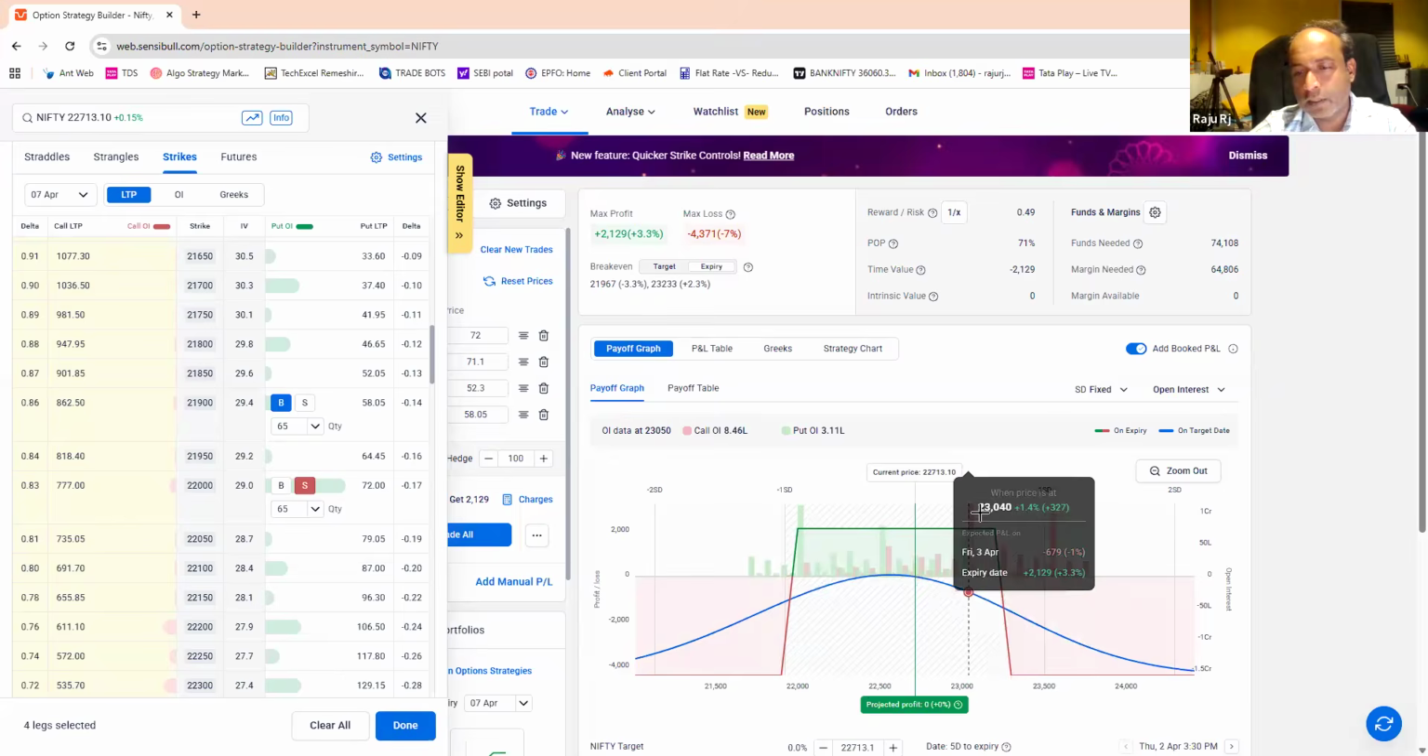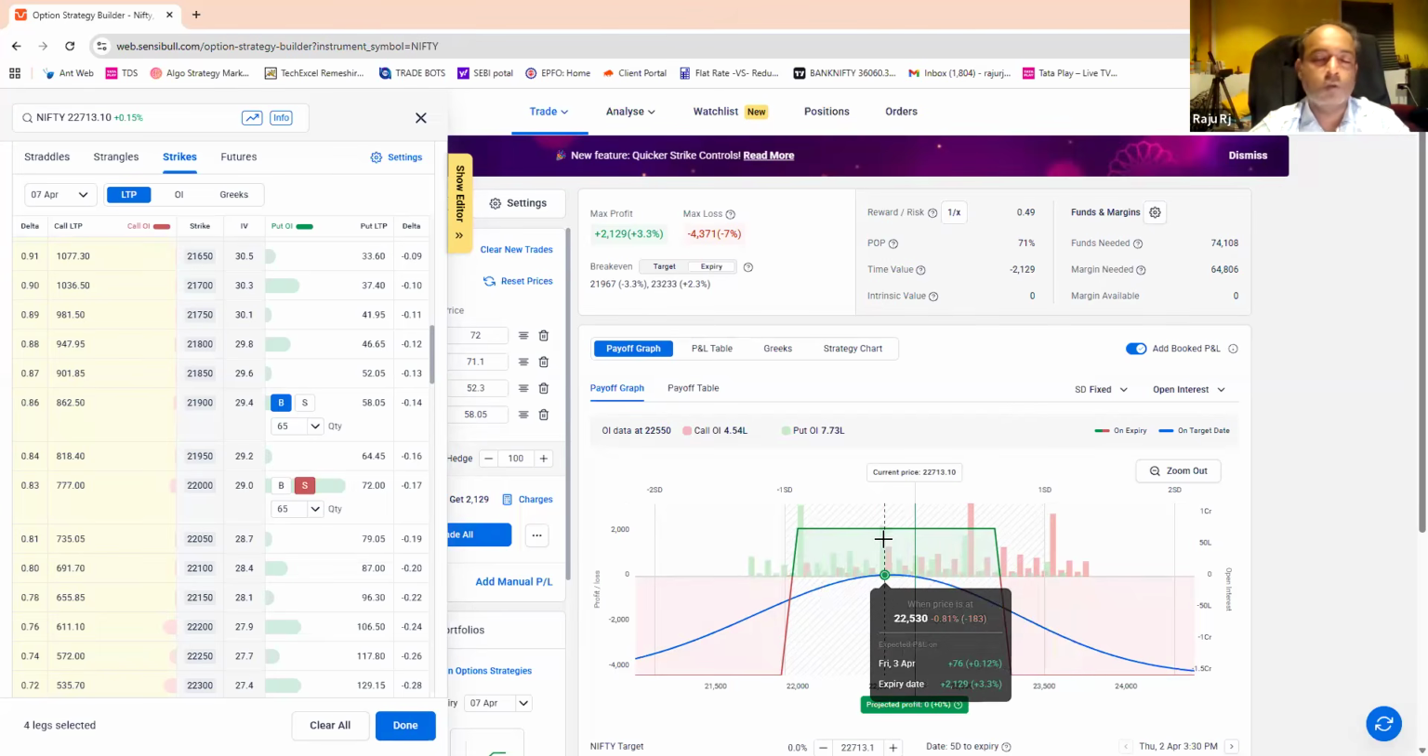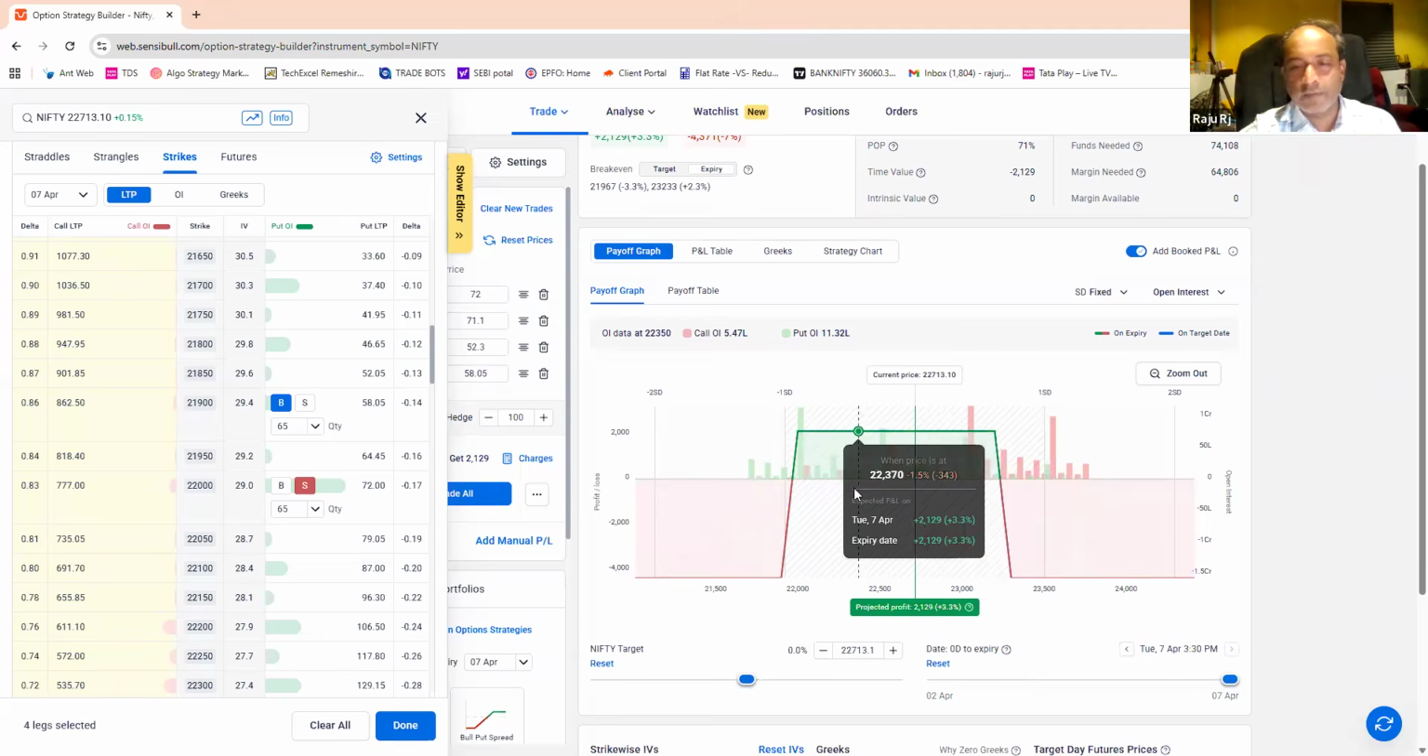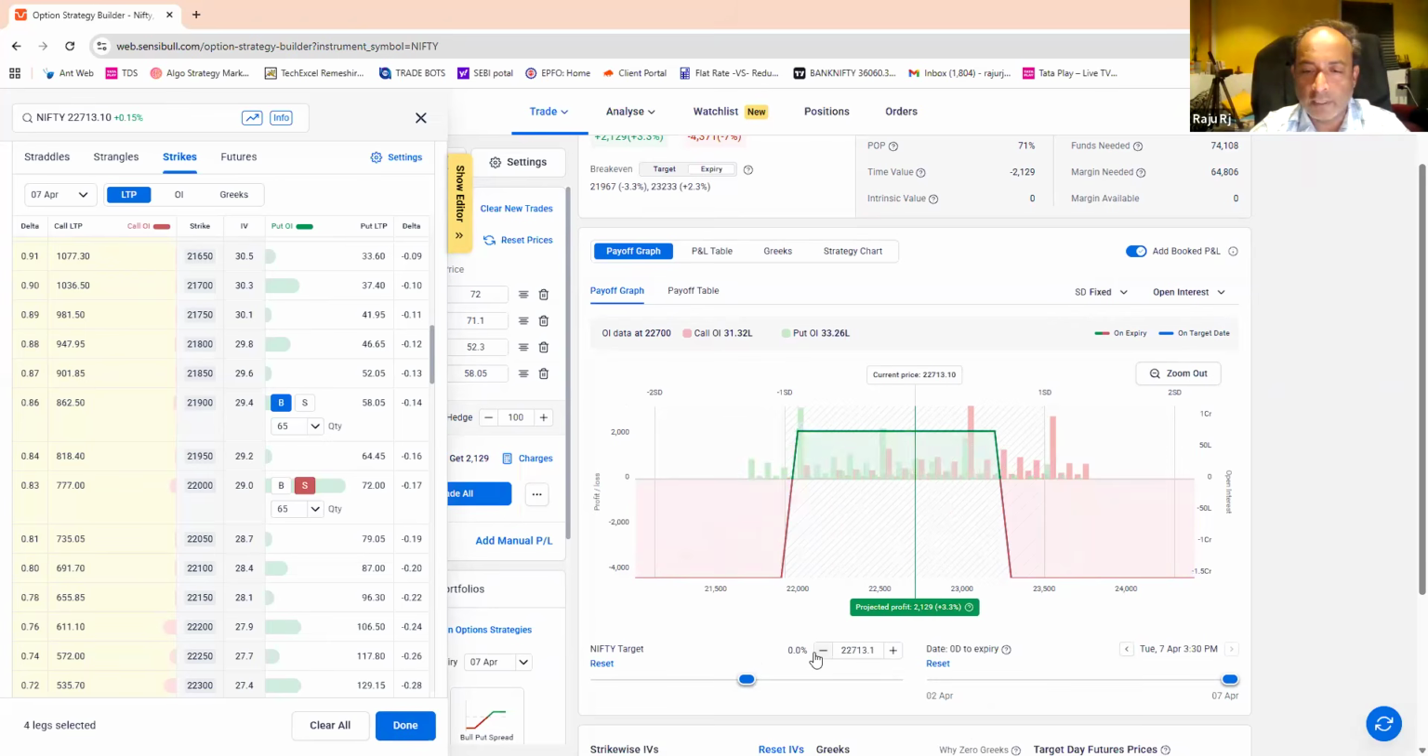See, wherever it closes, you will make 3% of your deployed amount. So for 64,000, you will make around 2,190 rupees. See, this 3% is within 5 days. On the date of expiry, suppose Nifty, wherever it closes, even if it is closing down by 2% or up to 3%, you will make a profit, and up to 3.3% you will make, and on the upper side 2.2%.